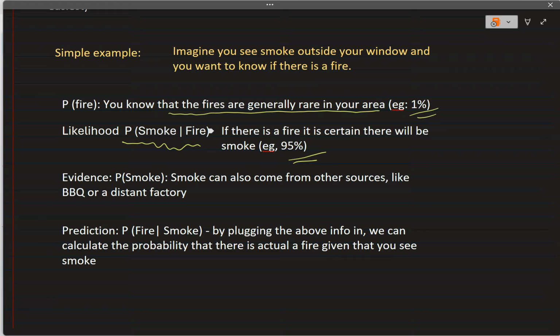The next one is evidence. So what is the probability of having a smoke? So a smoke, well, it's not coming from just a fire, random fire. It can come from different sources like barbecue in the backyard or a distant factory or whatever, right? So there is a probability associated with the smoke in the area, but it's not just coming from a fire. We don't know that. And then the prediction is the probability of fire given that you know there is a smoke, and that is what you are going to calculate.